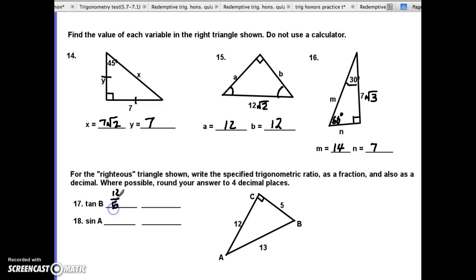And it will be just a matter of going to your calculator and putting 12 over 5. If you do that carefully, you would get, I'm just going to do it right now, 12 over 5, that's 12 divided by 5, and that gives me 2.4.